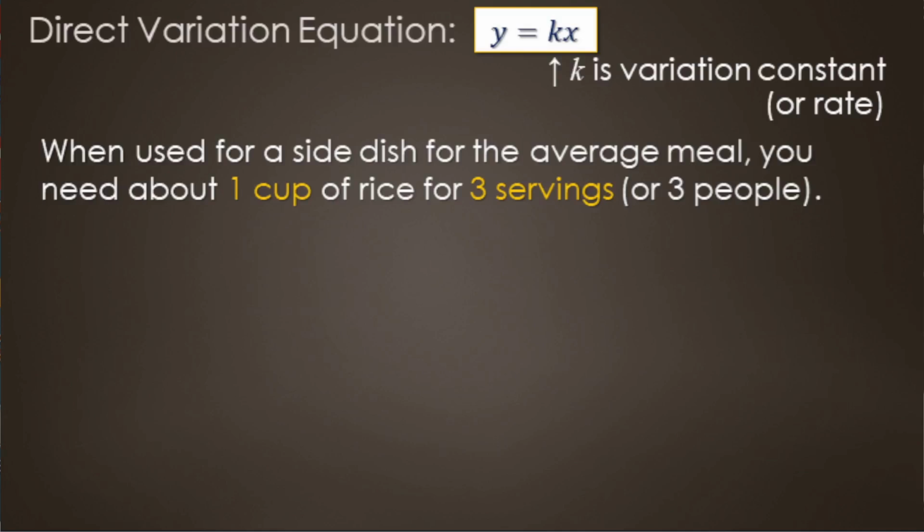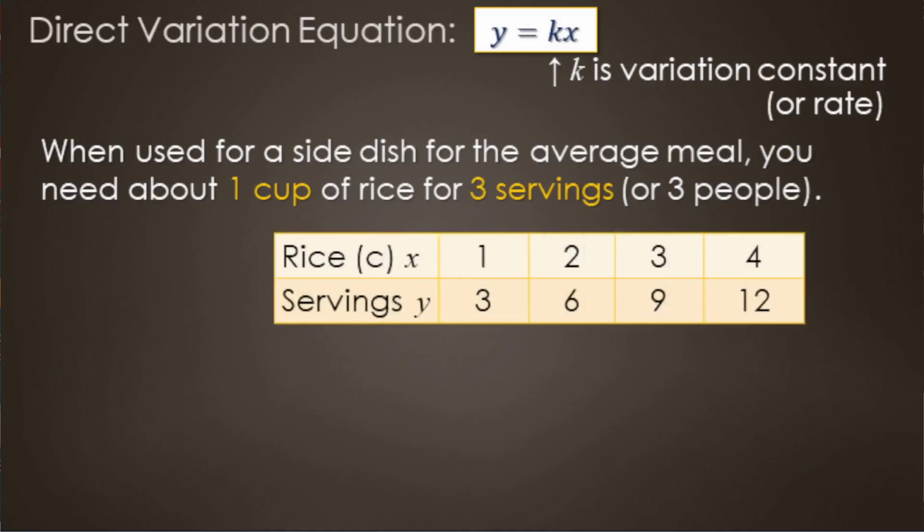All right, another example that fits the direct variation is, let's say that we're going to be cooking a meal and we're going to have some rice with it. Well, for every cup of rice that you cook, that's going to feed about 3 servings or 3 people there. So I did go ahead and make a table of this, make it a little bit easier to wrap our brains around what is going on here.